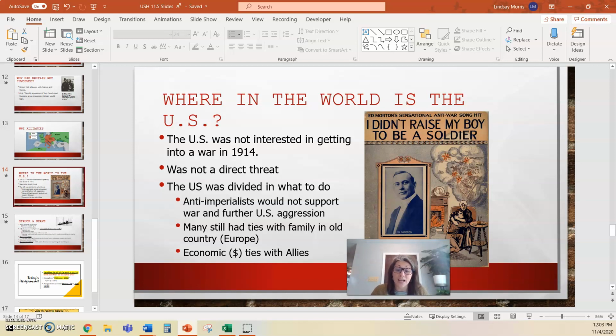We also have a lot of anti-imperialists, people who are against imperialism, that really do not want the United States to go to war. They think that's aggression, that we should mind our own business. A lot of Americans also still have family in Europe because they've recently immigrated to the United States, family on both sides, families on the Allied side and on the Central Power side, and they just want to stay out of it. And the main reason, though, is that the U.S. has a lot of economic ties with the Allies, and we're going to start trading with England and France and Russia, even though we say that we're staying neutral.